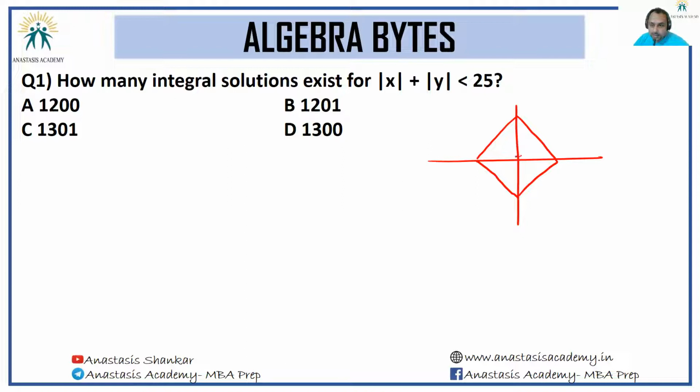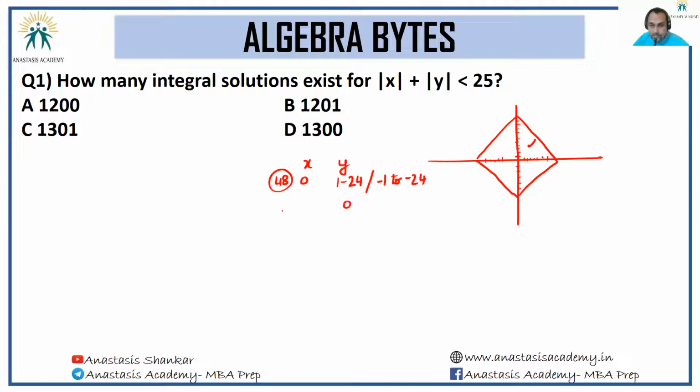So the thing that you have to see is the points that you identify on the axis, they have to be counted separately. And whatever points you get in this portion here, they will get repeated in all the four quadrants. So let us count. When x is 0, y can take any value from 1 to 24 or from -1 to -24. So 48 cases here.